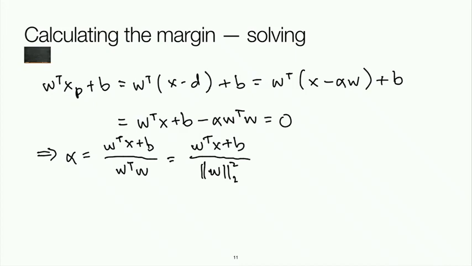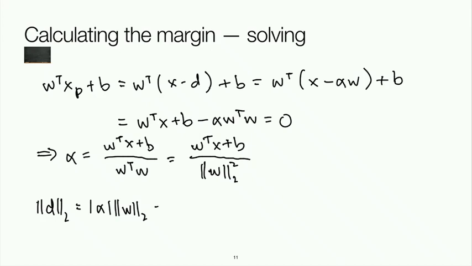What I really wanted to know, remember, was actually the length of D, right? The distance from X to the hyperplane was the length of D, so that's the thing that I'm actually trying to find. So let's find that. What is the 2 norm of D? Well, the 2 norm of D is alpha W, right? So based on the definition of 2 norm, I know that this is equal to the absolute value of alpha times the 2 norm of W, because D is alpha W.